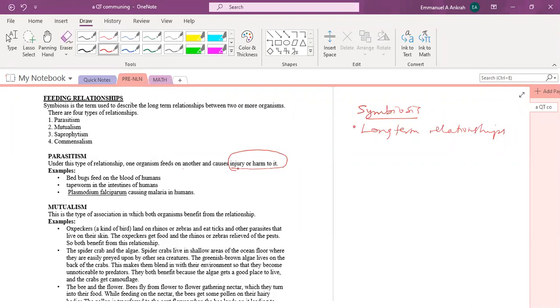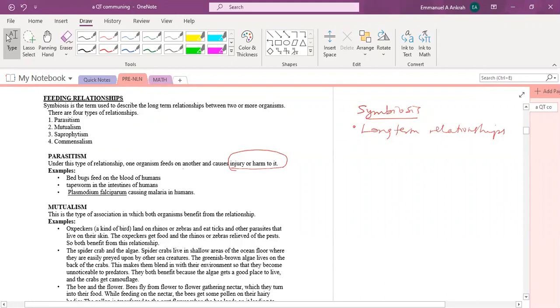Example, bed bugs feed on the blood of human beings. It's causing harm to the human being, so that's parasitism. Tapeworm in the intestines of human beings is parasitism. Plasmodium falciparum, which causes malaria in human beings, is also parasitism, because one organism causes injury to another. So in a question, if you notice injury being done to another organism, then you think of a parasitic relationship, parasitism.